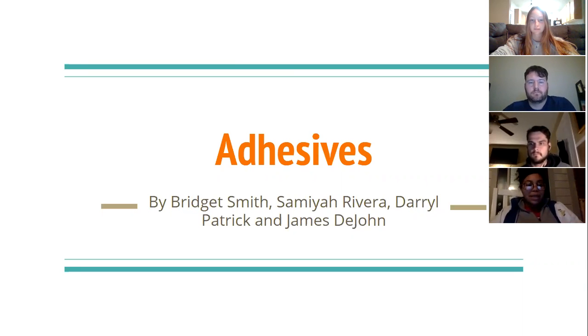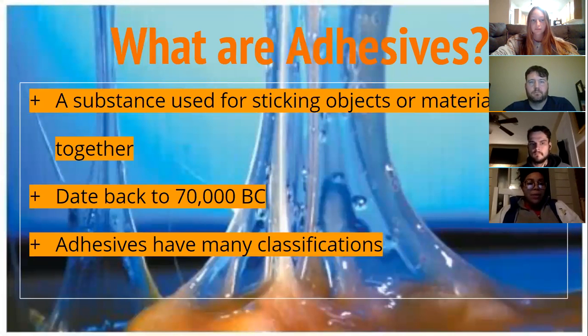Adhesives. Next slide. What are adhesives? An adhesive is a substance used for sticking objects or materials together. They have been used by man and in nature for thousands of years. The earliest known use of adhesives dates back to 70,000 BC. Cavemen in South Africa would combine tree sap and red ochre as a way to protect cave paintings.